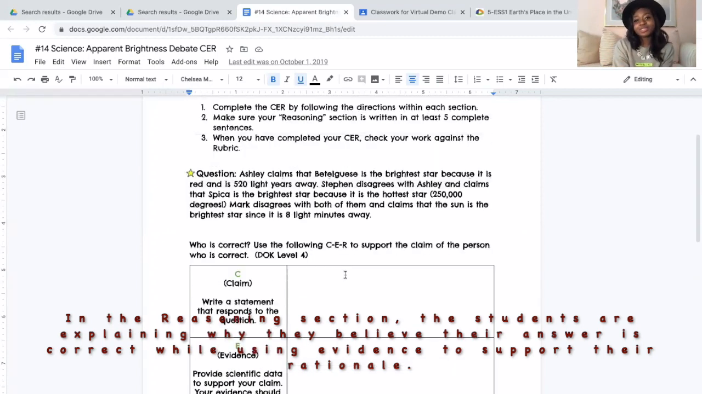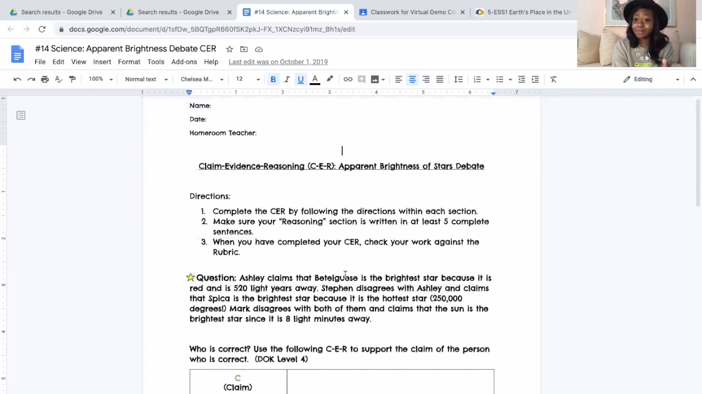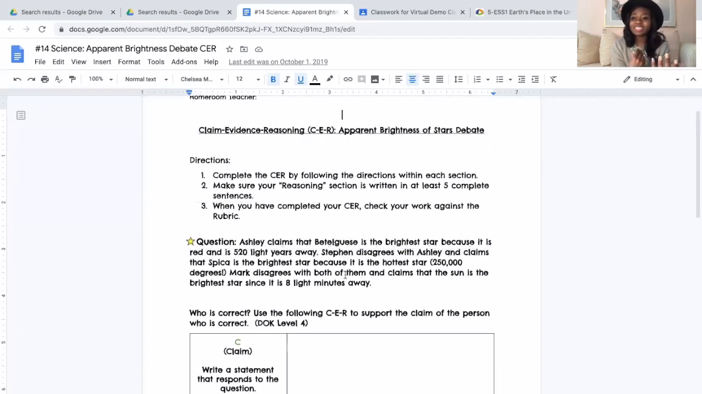And we can use this CER that I created as an example. When I create CERs, I like to make them interesting to help make sure the students remain engaged. And so I tend to have two other students maybe debating with one another, and the students have to select which student is correct or whatever the case may be. So let's go ahead and read the question.